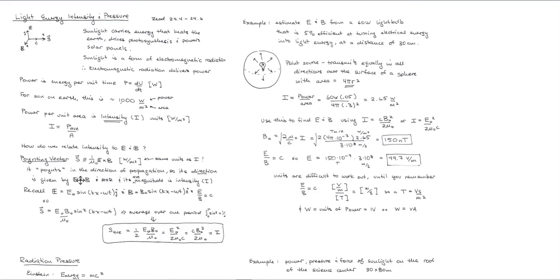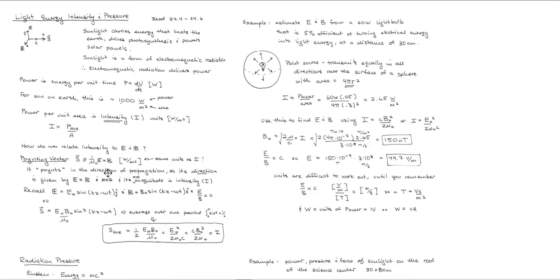The magnitude of the Poynting vector is equal to the intensity. The average value of the Poynting vector is equal to the intensity. So that's the relationship between electric and magnetic fields and the intensity, like the sunlight that we actually feel on the surface of the Earth, for example.